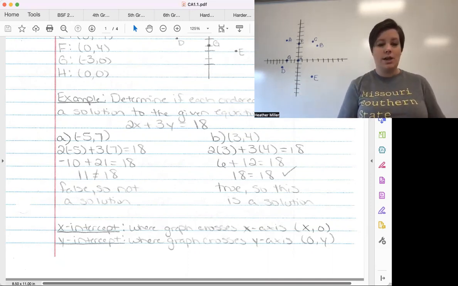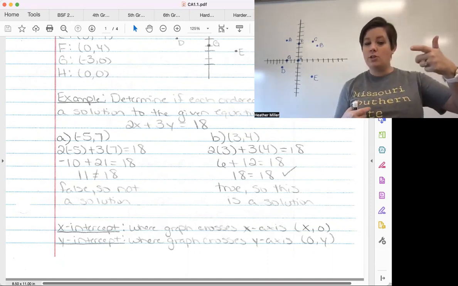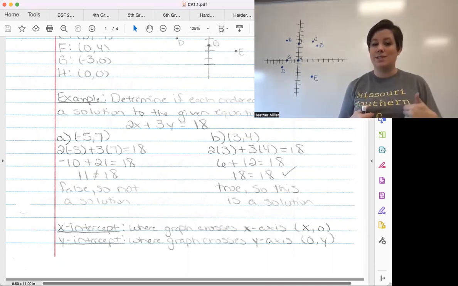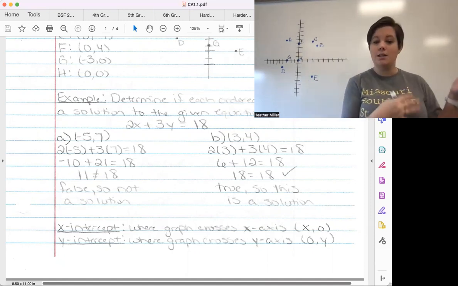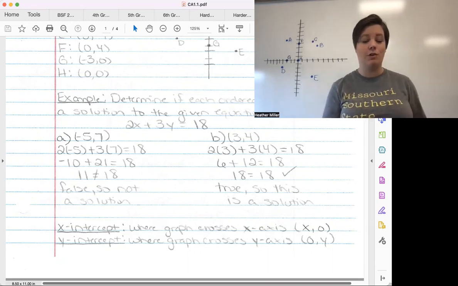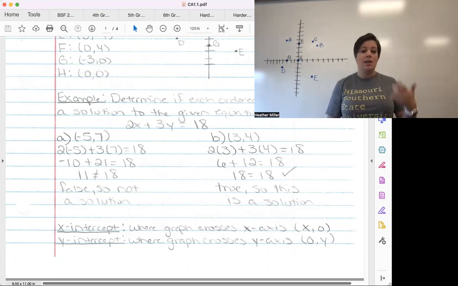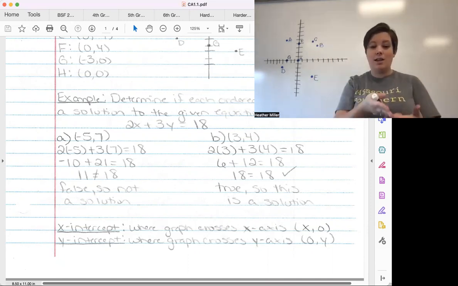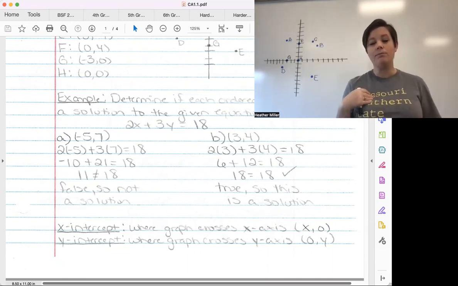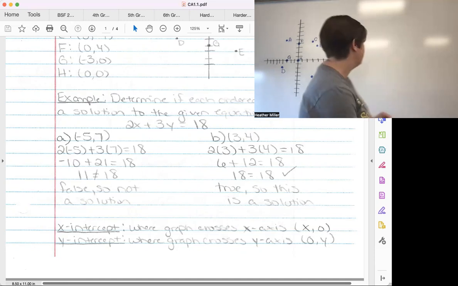And the way that we do that is something that I call the plug and chug method. You're going to take your equation, 2x plus 3y equals 18. We're going to plug in the ordered pair that they give us, and we're going to see if we get out a true statement or a false statement. If it's a true statement, then that means it is a solution, and that point would actually lie on the line if we graphed our line. If we get a false statement, then that point would not lie on the line at all. So here's how this works.